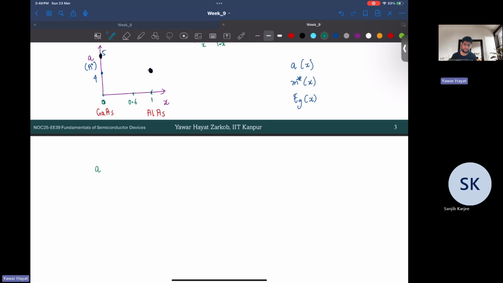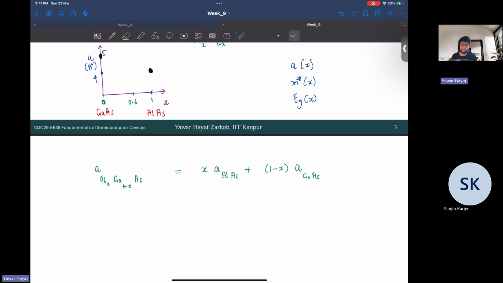Suppose the property of interest is lattice constant. I'll write the lattice constant of this aluminium gallium arsenide. This would be equal to x times the lattice constant of aluminium arsenide, plus 1 minus x times the lattice constant of gallium arsenide.